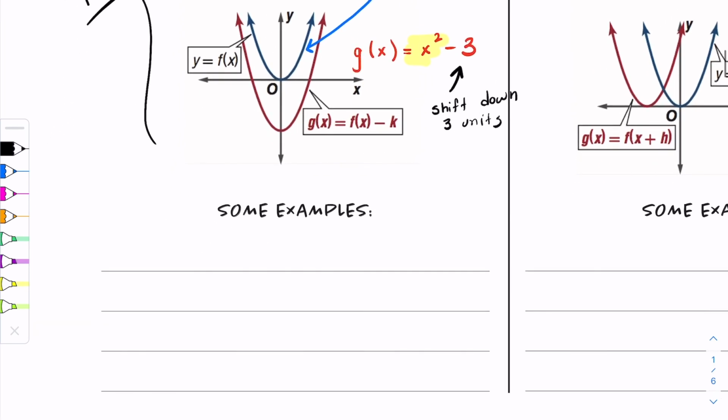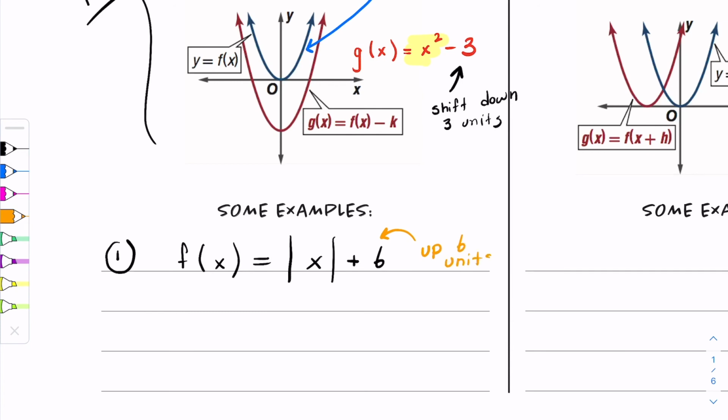If I gave you some examples based on the functions that we learned the other day, let's just look at a couple of them. I'll do 2 different examples. If we had an absolute value function that had a vertical shift, we could have something such as the absolute value of x plus 6. And this is telling us to shift up 6 units. Our parent function is the absolute value function.